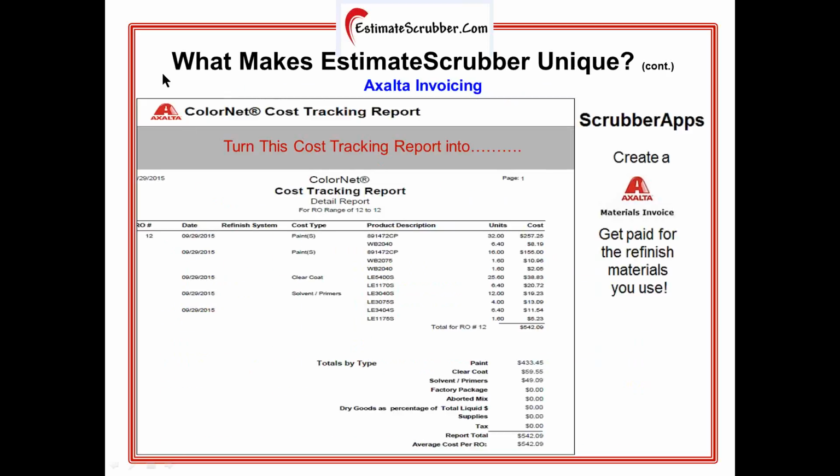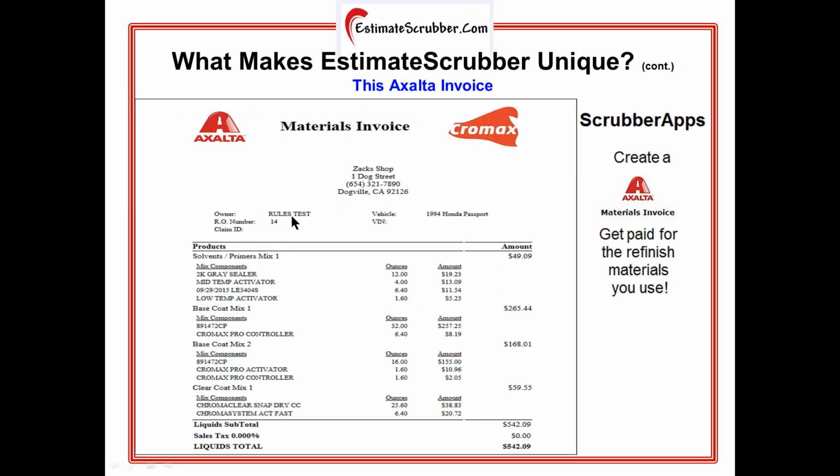We also can create, out of ColorNet, a cost tracking report. We can create an Axalta invoice at retail. And basically, this is what it does. It takes a ColorNet cost tracking report that lists all the materials used in the refinishing process, and we can turn it into a materials invoice with the Axalta and Chromax. We know what paint line is used, and it will print out an invoice you could present to an insurer if necessary.